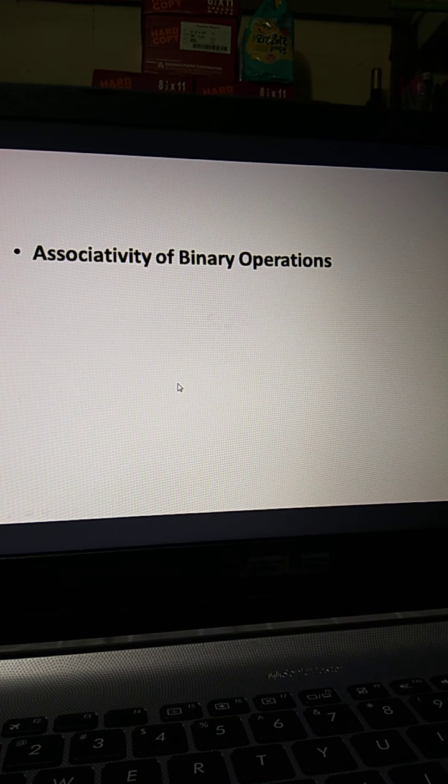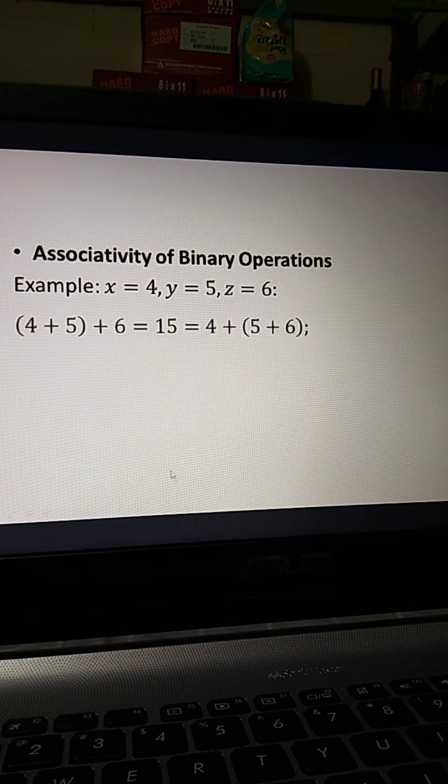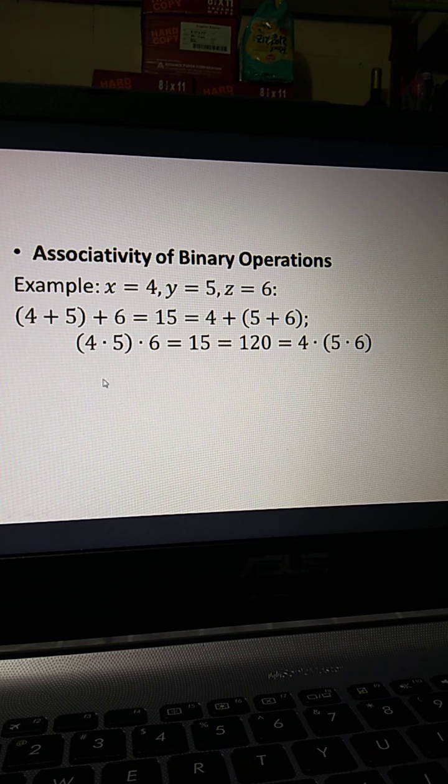Associativity of binary operations. For example, x is equal to 4, y is equal to 5, and z is equal to 6. We can see here that if you add first 4 plus 5, and then add the 6, the result is the same as when you add first 5 plus 6, then add the 4. That is the same answer, 15. The same is true with multiplication.